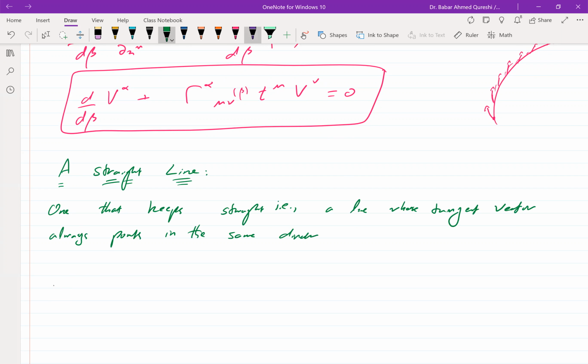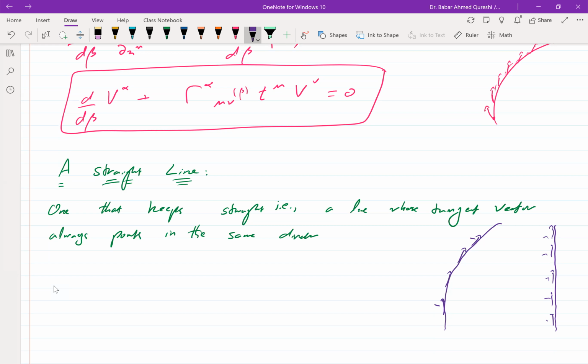What is a straight line anyway? If I'm in flat geometry, this is not a straight line because the tangent vector here and the tangent vector here are not pointing in the same direction. They have changed. So it's not the same vector. This vector over here is not parallel to this. This is straight because the tangent vector at each point is parallel to the others. So they keep in the same direction.